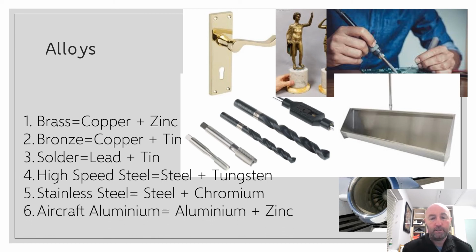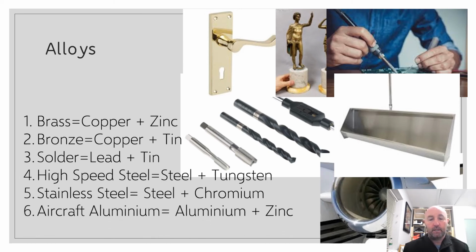And the last one we'll just look at here is aircraft aluminium, which is an alloy of aluminium and zinc. So you mix aluminium and zinc, and the reason that a lot of aluminium alloy is used in aircraft is because it's quite light compared to steel, so it's strong for its weight, and that's why aluminium is used a lot in the aircraft industry.